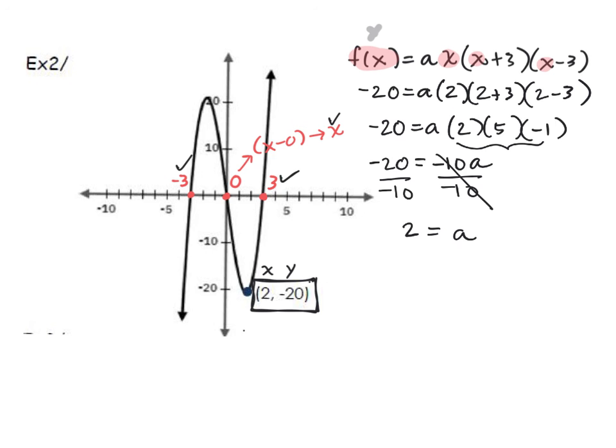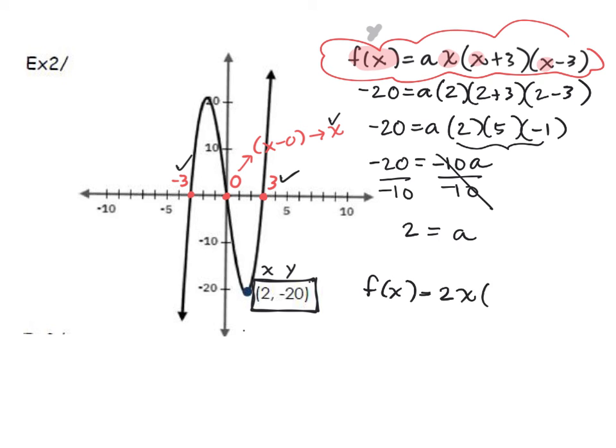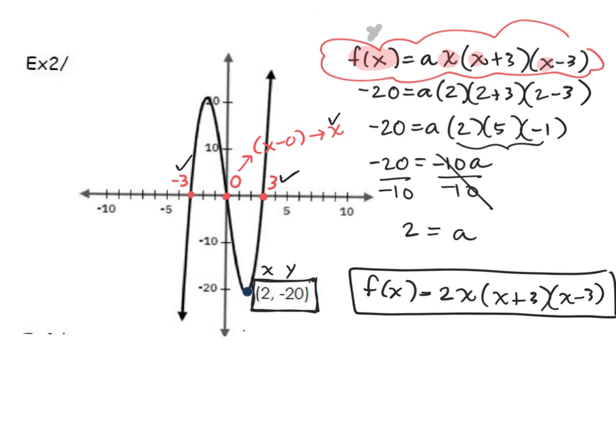Last step is to remember to write your final answer as an equation. So my final answer is this equation that I started with, but remember I know what a is now, so I replace a. So my final answer is f of x equals 2x, x plus 3, x minus 3. And that is the equation that matches this graph.